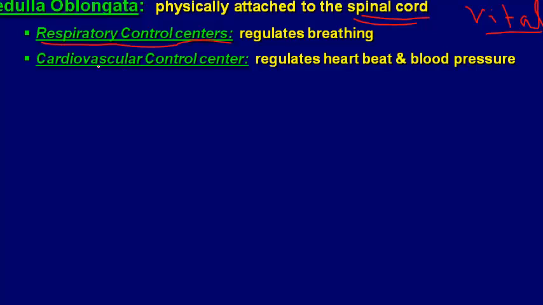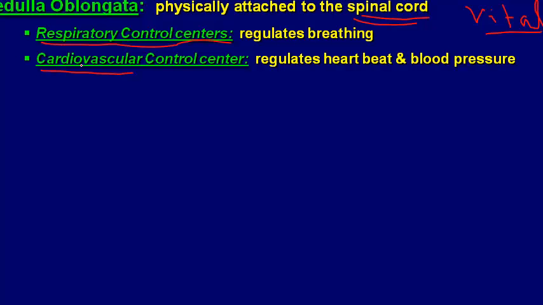Another control center controls the cardiovascular system. So the cardiovascular control centers include both a cardio or cardiac center, which regulates your heart rate, as well as how forcefully your heart will beat. So your heart beats autonomically. It's got an intrinsic nervous system, meaning it's going to set its own pace, and that's using some electrical current coming from what's called the pacemaker.